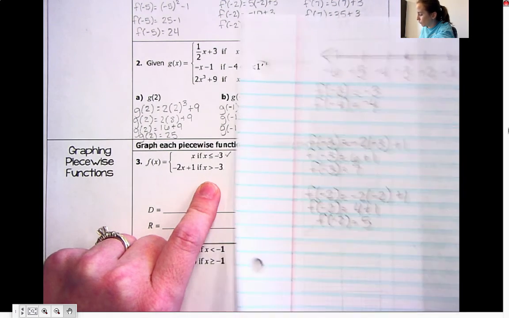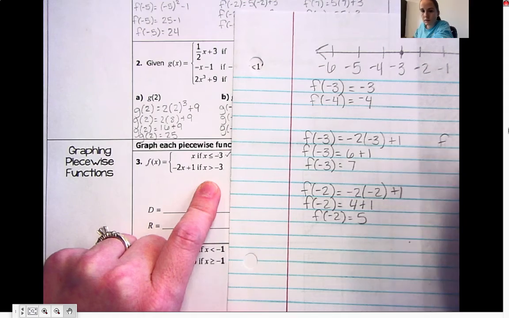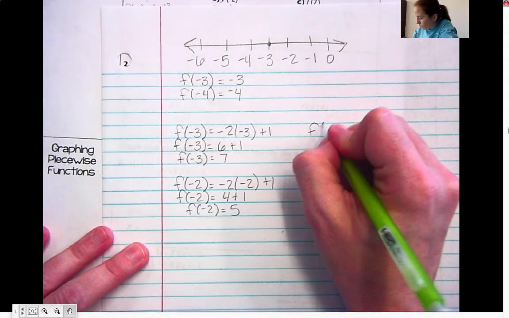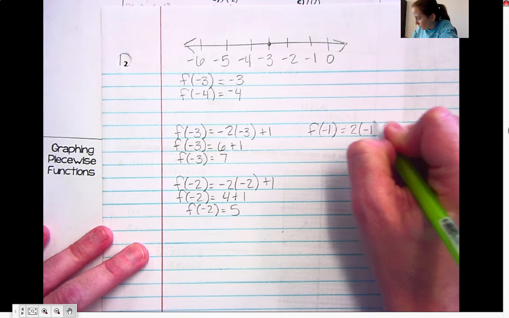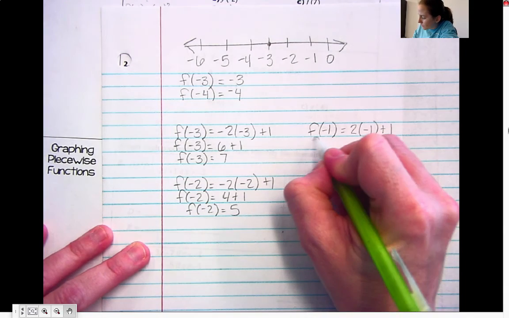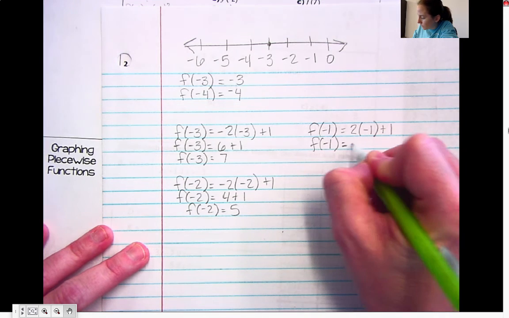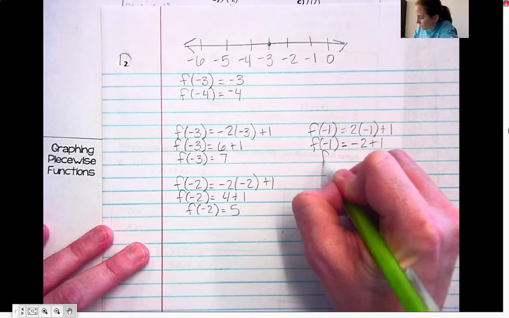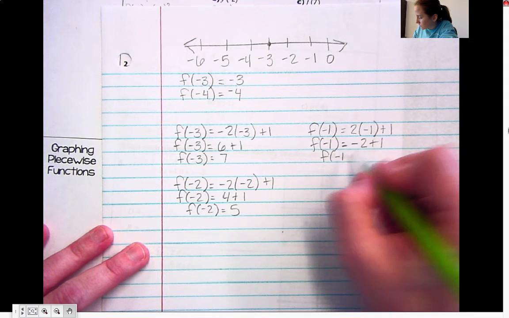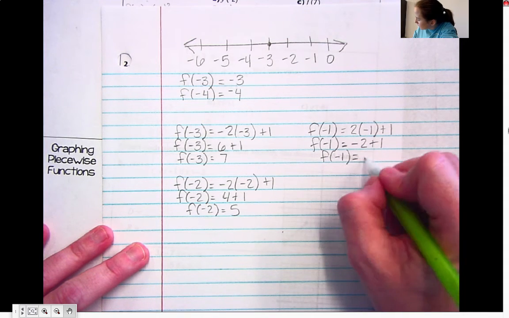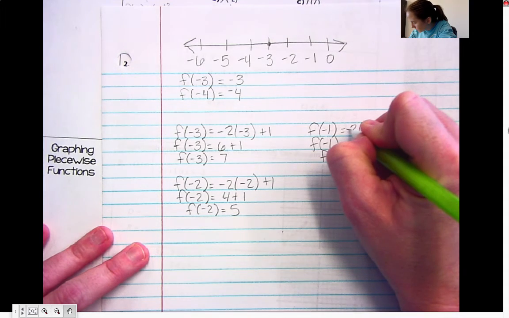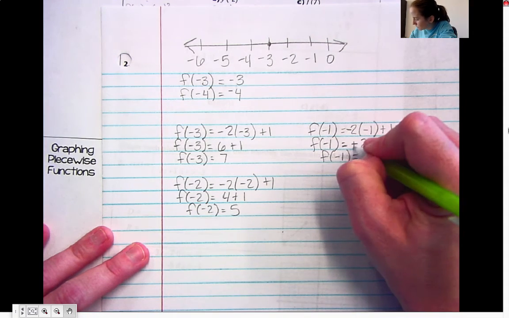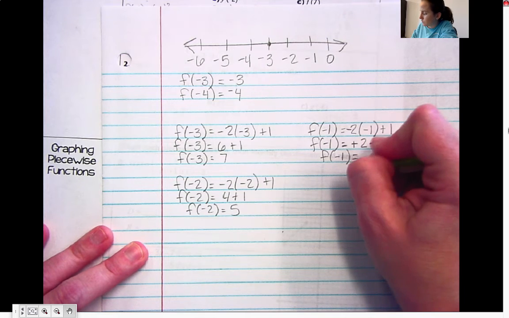What happens at negative 1? F at negative 1, the equation was 2 times the x value plus 1. Okay, so f at negative 1 equals negative 2 plus 1. Oh, I'm sorry, I didn't plug it in correctly. This is negative 2 times negative 1, so positive 2, plus 1, which is 3.